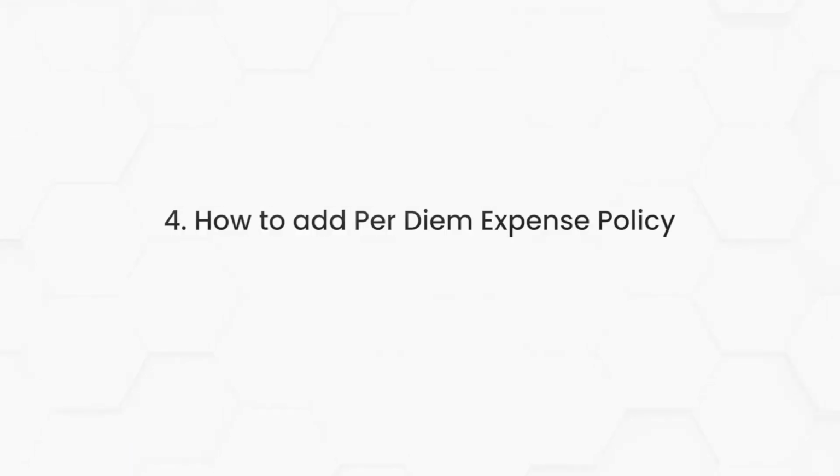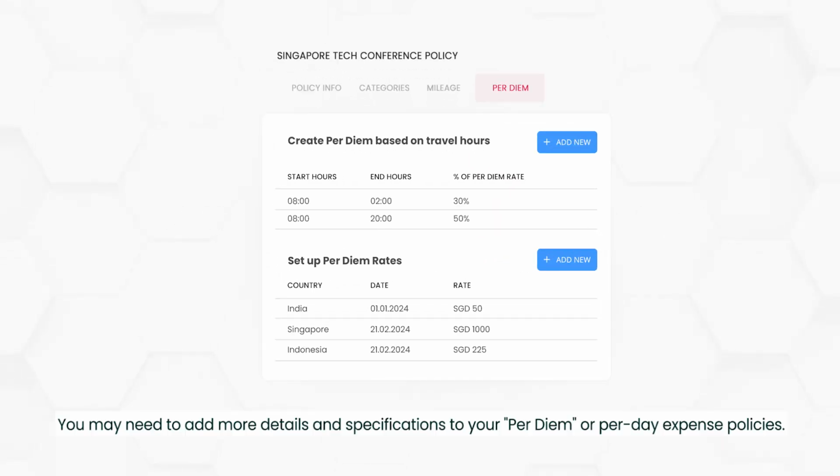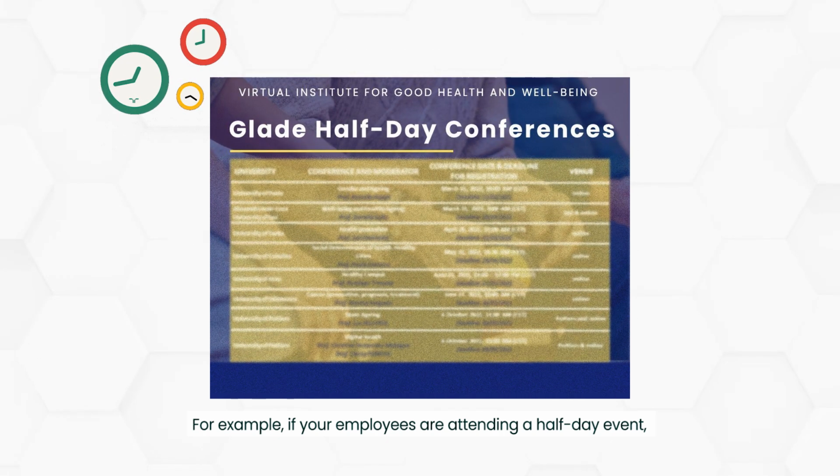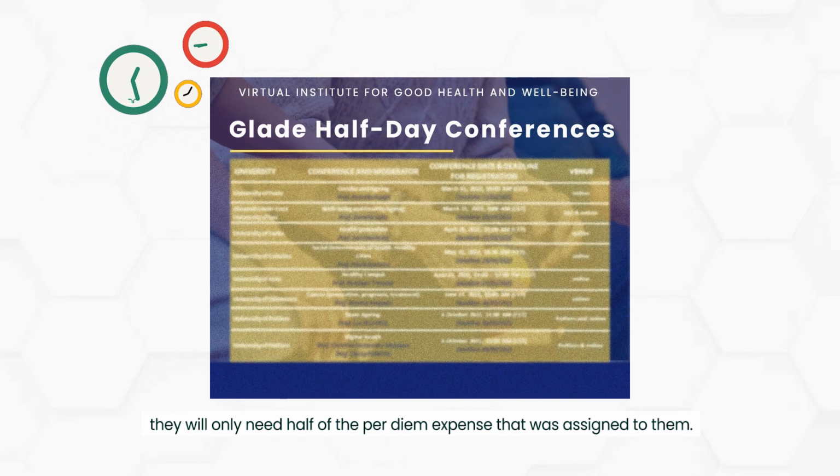How to add per diem expense policy. You may need to add more details and specifications to your per diem or per day expense policies. For example, if your employees are attending a half-day event, they will only need half of the per diem expense that was assigned to them.